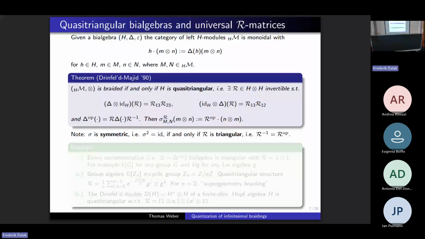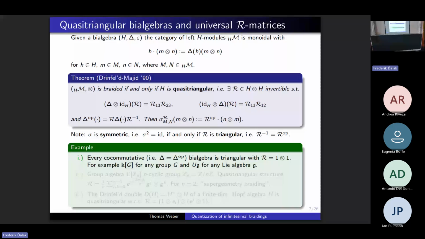Okay, some quick examples so we can think of something here. So what would we have in mind? If we have co-commutativity, so if delta opposite equals delta, then you can take as an R matrix simply R equals 1 tensor 1. And you can see that all of the axioms are satisfied. So this you can do, for example, if you take a group algebra for any group, or the universal enveloping algebra for any Lie algebra. So this fits very well the motivating example we have seen on the first slide. It's a bit boring, 1 tensor 1, come on, we can do better.